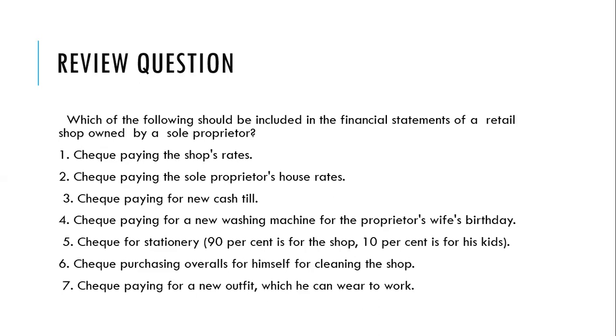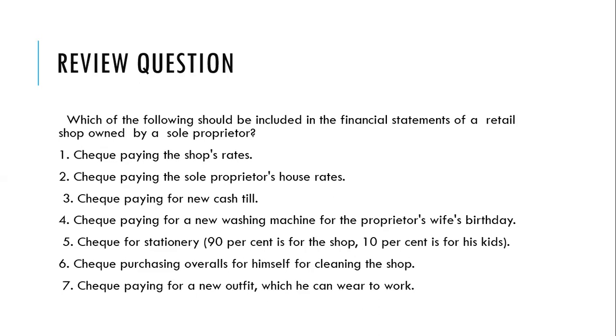Number five, check for stationery. 90% is for the shop, 10% is for his kids. For this one, you have to be very careful. As you progress in accounting, you will see questions like this where you have to do what we call prorating. You prorate. So 90% of the amount you record in the books of the business. The 10% is personal, so you cannot record that against the business books.